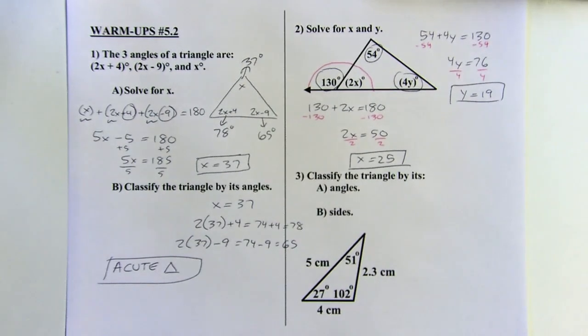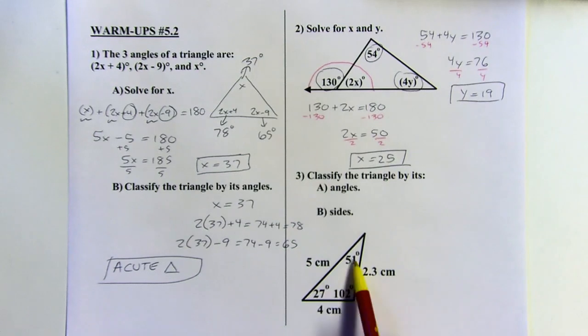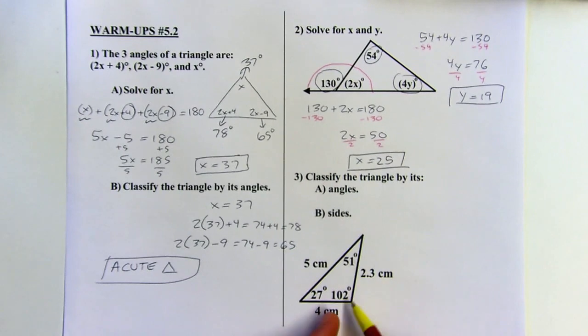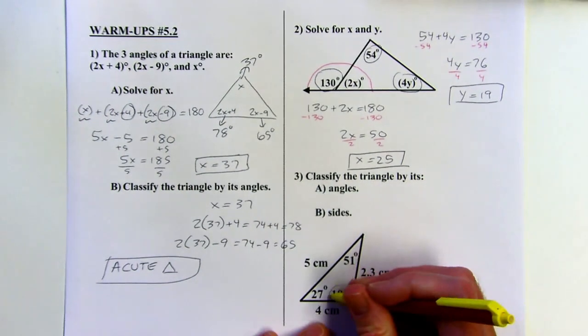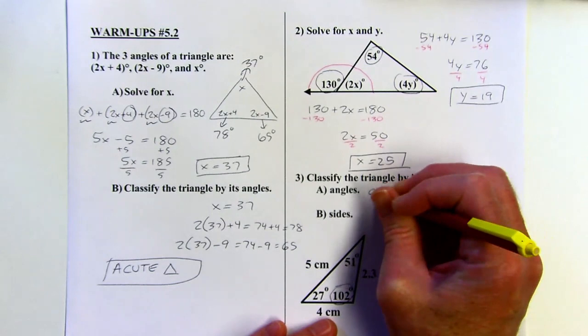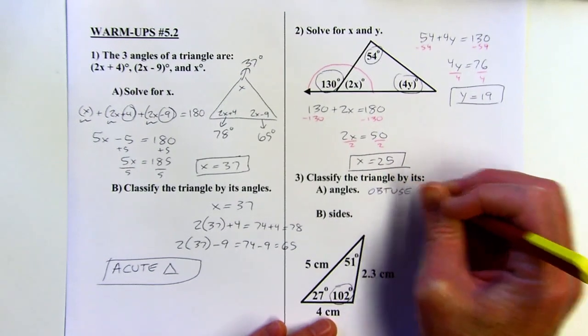Classify this triangle by its angles. So looking at all three of these angles, there's no right angle. There are some acute angles, these two. These two are less than 90, but this one is more than 90. This one is obtuse, and just having one obtuse angle is going to make this an obtuse triangle.